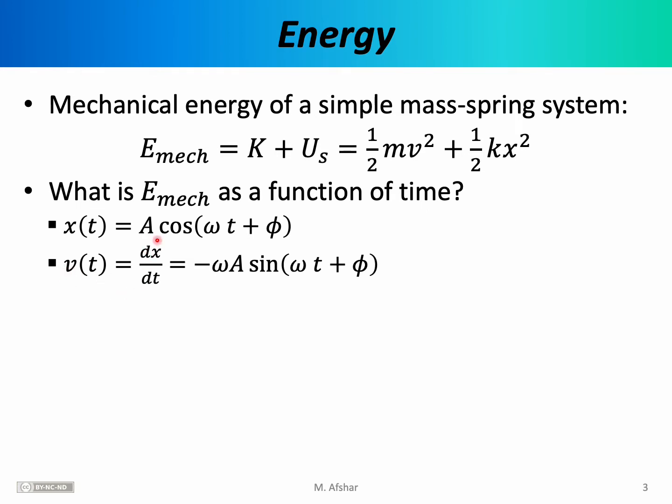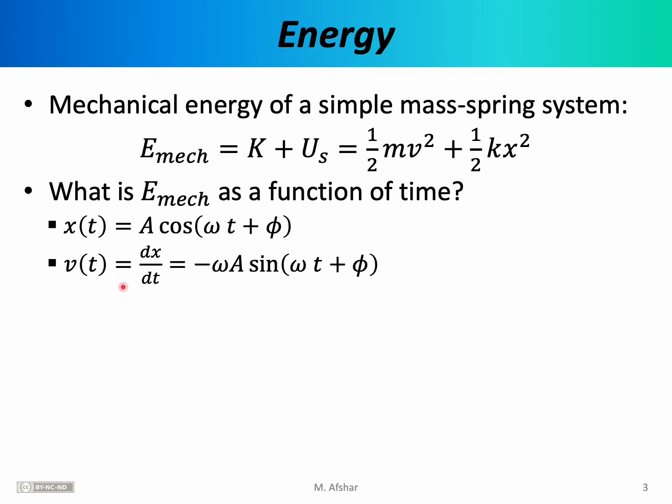Remember, velocity is the derivative of position with respect to time. Hopefully you remember from your calculus class that the derivative of cosine is minus sine, and of course you have to take the derivative of the argument, so we'll take the derivative of omega t plus phi with respect to t, which gives us omega.